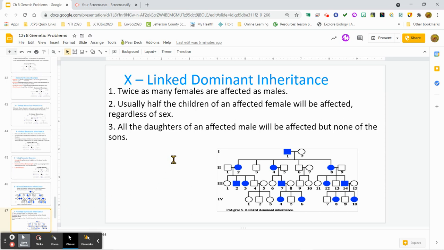Usually half the children of an affected female will be affected regardless of sex. All the daughters of an affected male will be affected, but none of the sons, because the son won't get that allele. So here the male is affected, and he has affected all of his daughters. You can see more females are affected than males. Here you have 10 females affected, and 4 males affected. So that's showing you that one there.